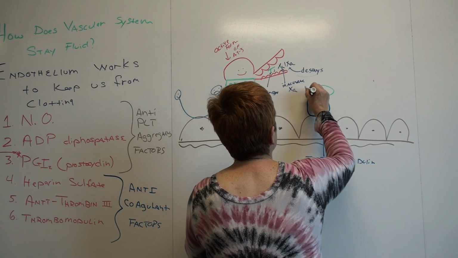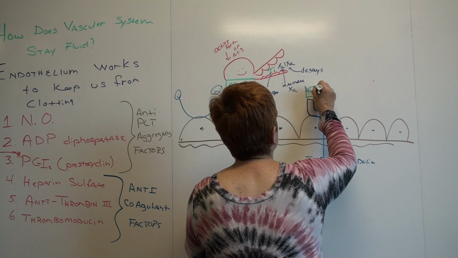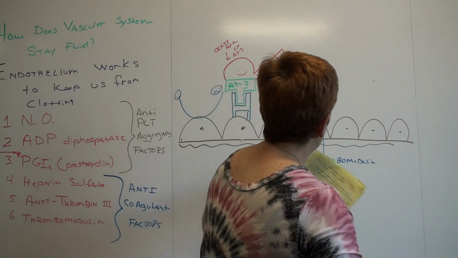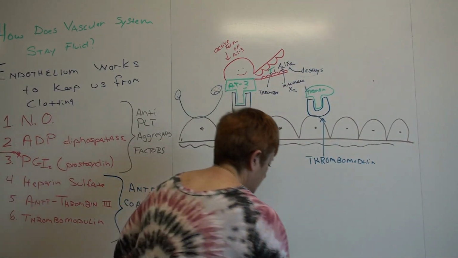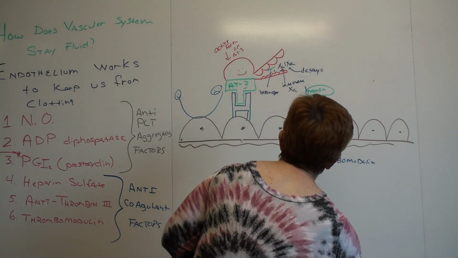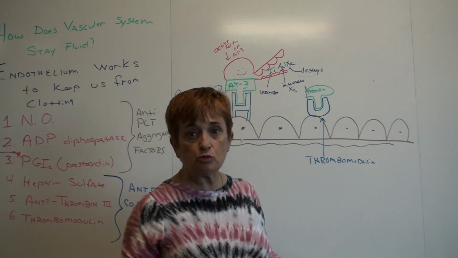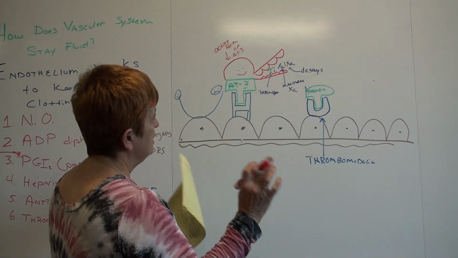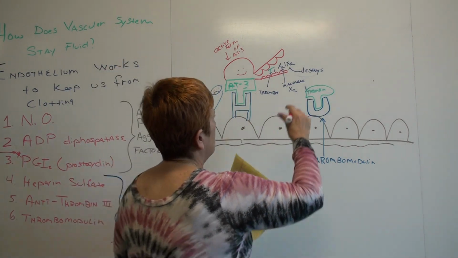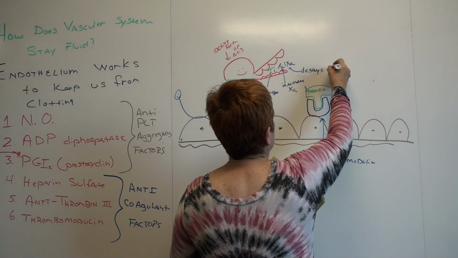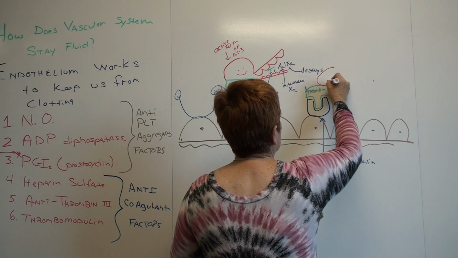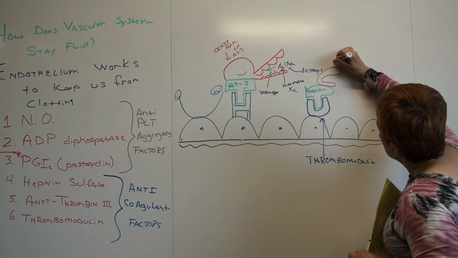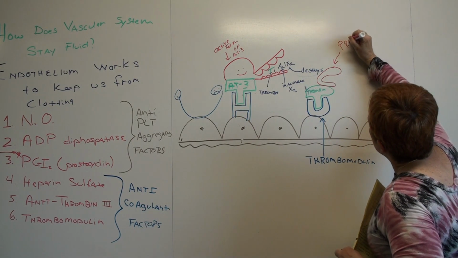Okay, so this is thrombin. Thrombin attaches to the thrombomodulin. So what do I care if it attaches? Well, you care because what it's going to do is activate protein C. So I'm going to get a big C over here. That's a C. So that's protein C.